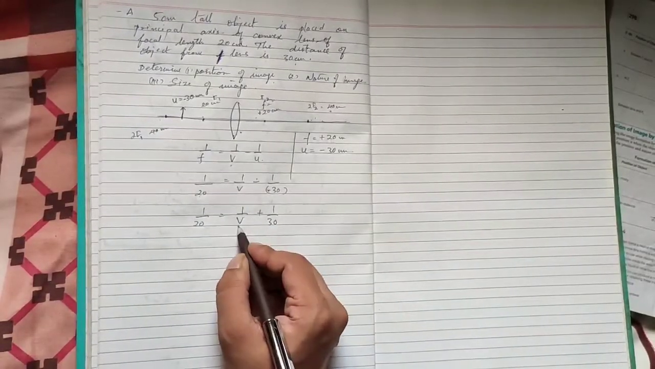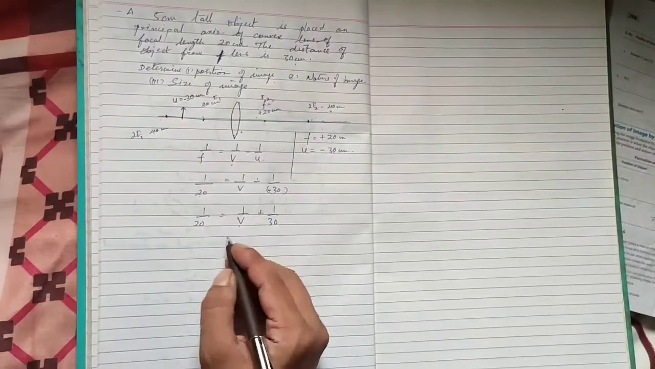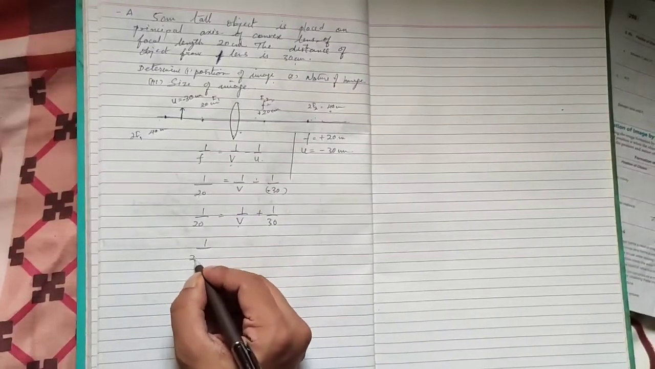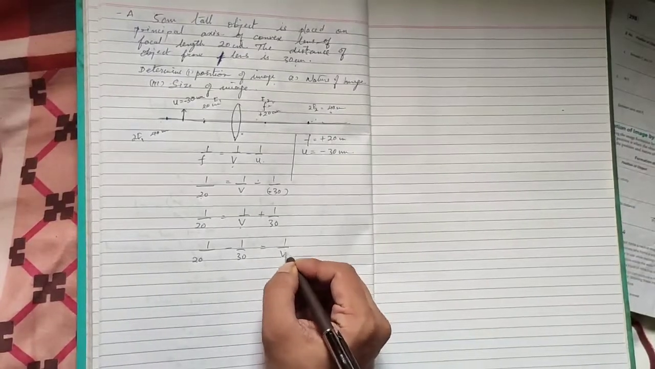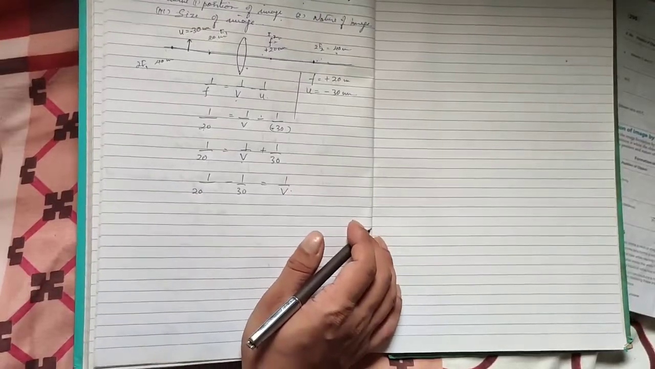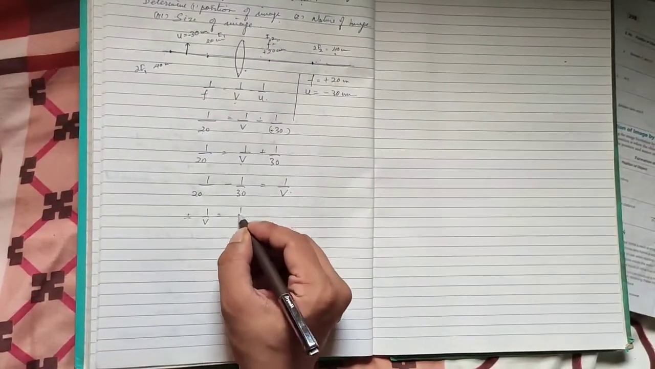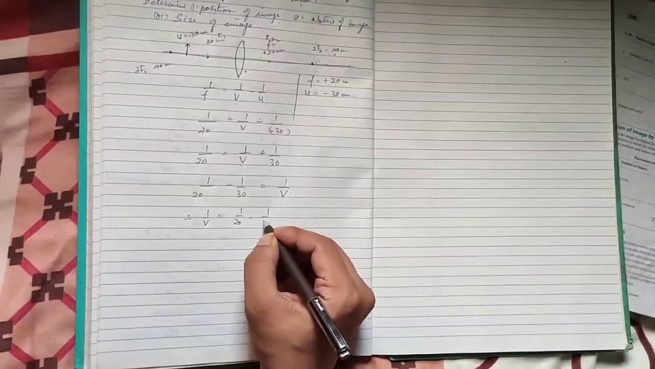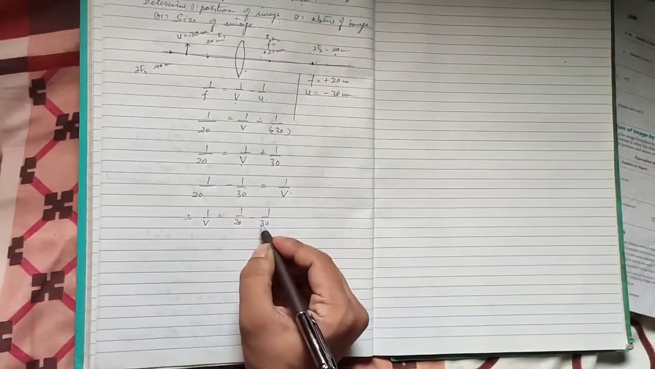You need to find 1 upon v. So you take this on the other hand side, and therefore it becomes minus 1 by 30. So 1 upon 20 minus 1 upon 30 equals 1 upon v. This is what you need to find. Or I can write 1 upon v equals 1 upon 20 minus 1 upon 30. I just changed the left hand side to the right hand side.